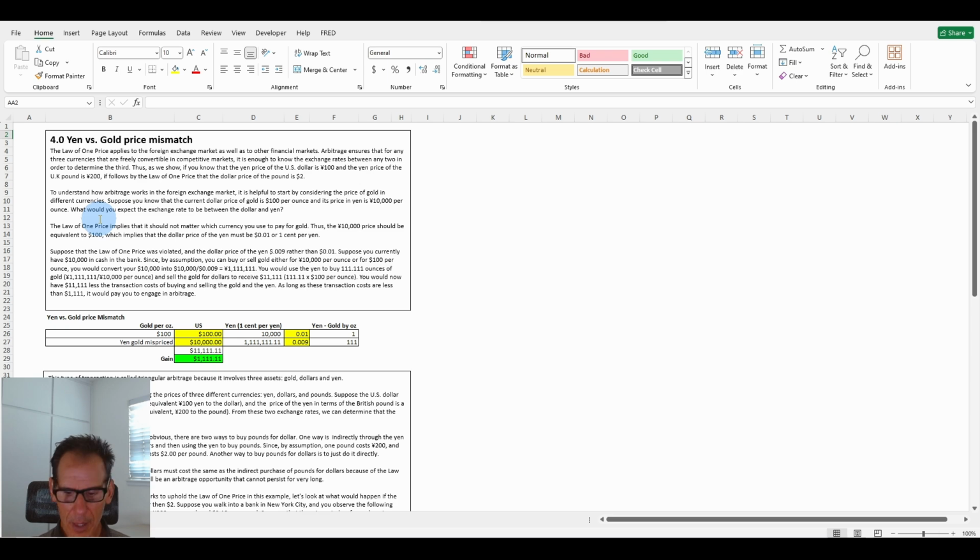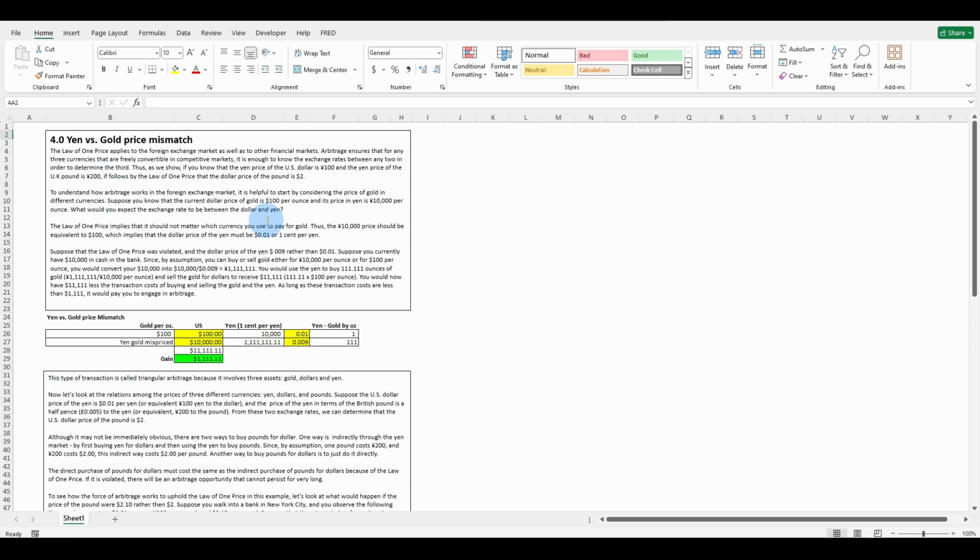With that being said, the law of one price applies to the foreign exchange market as well as to other financial markets. And I've explained the law of one price previously. Parity. Arbitrage ensures that for any three currencies that are freely convertible in a competitive market, it is enough to know the exchange rates between any two in order to determine the third. Thus, as we show, if you know that the yen price of the US dollar is yen 100, keep that in mind.